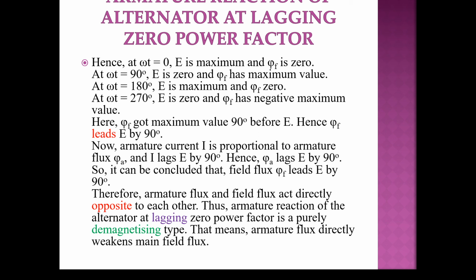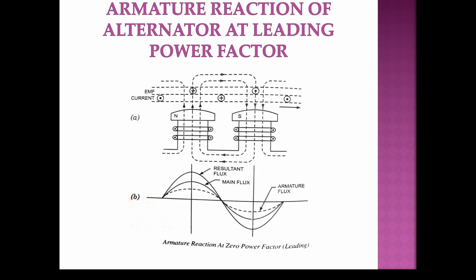So armature flux and field flux act directly opposite to each other. So armature reaction of alternator at zero lagging power factor is purely demagnetizing type. That means armature flux is directly weakening the main field flux. Next we will see the armature reaction of alternator at leading power factor.